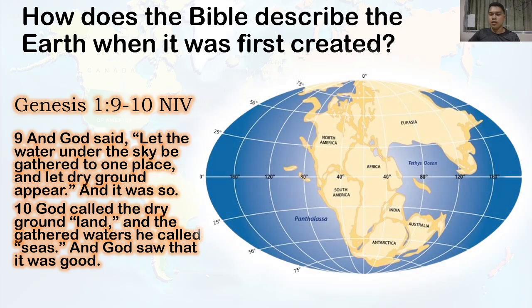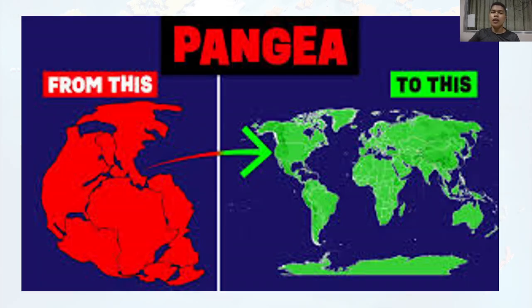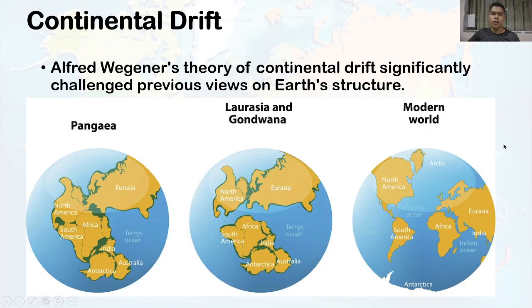Now, this is the structure, according to the description. In this world, Pangaea, how did it come to the present day, where according to the map it now looks like this? Let's begin with the continental drift theory. Alfred Wegener's theory of continental drift significantly challenged previous views on Earth's structure.